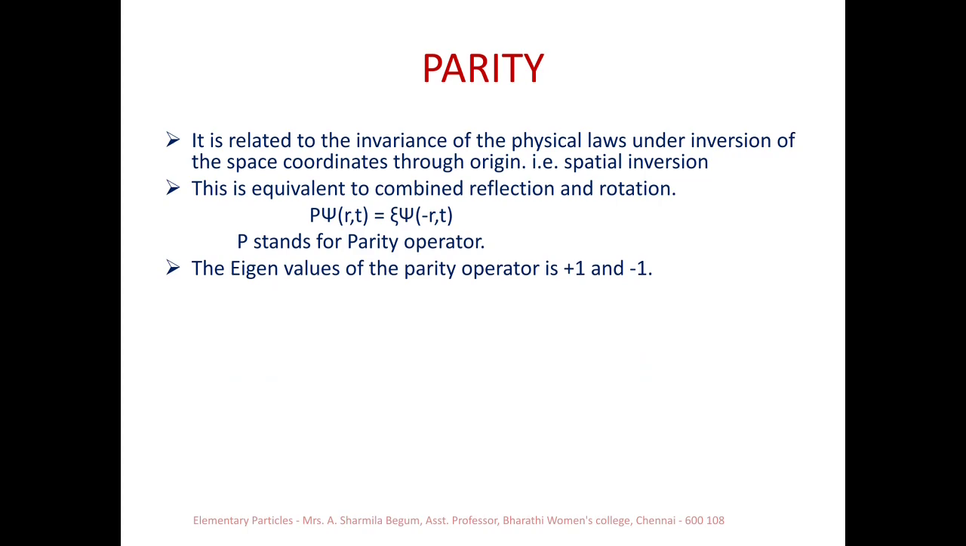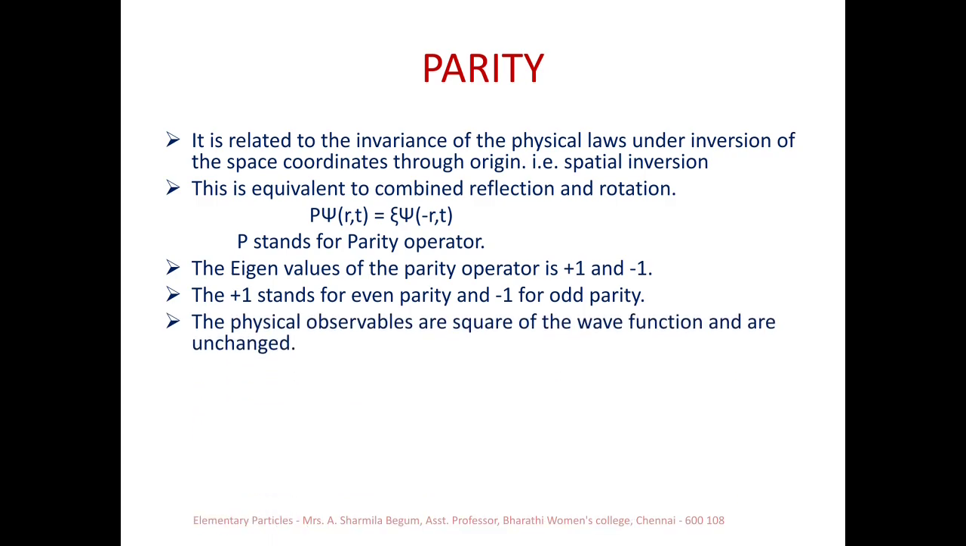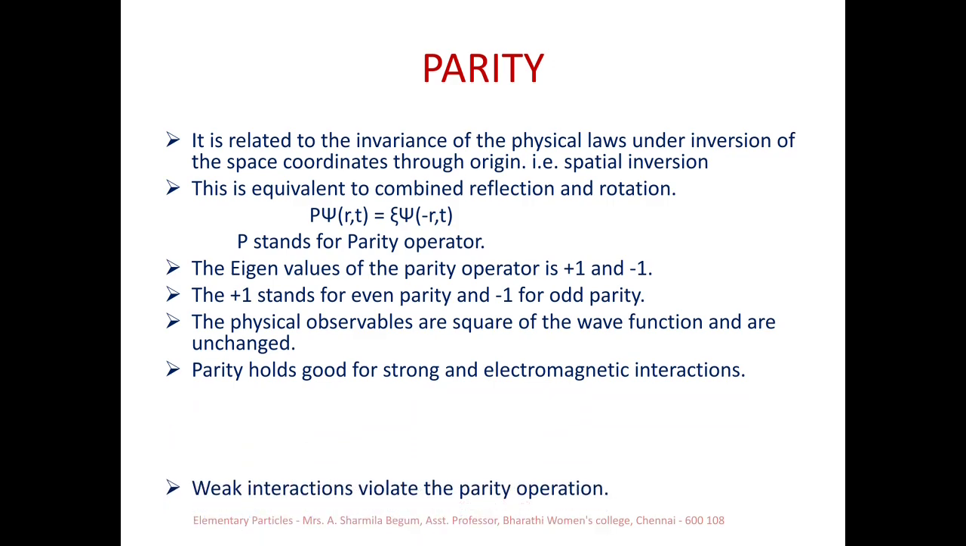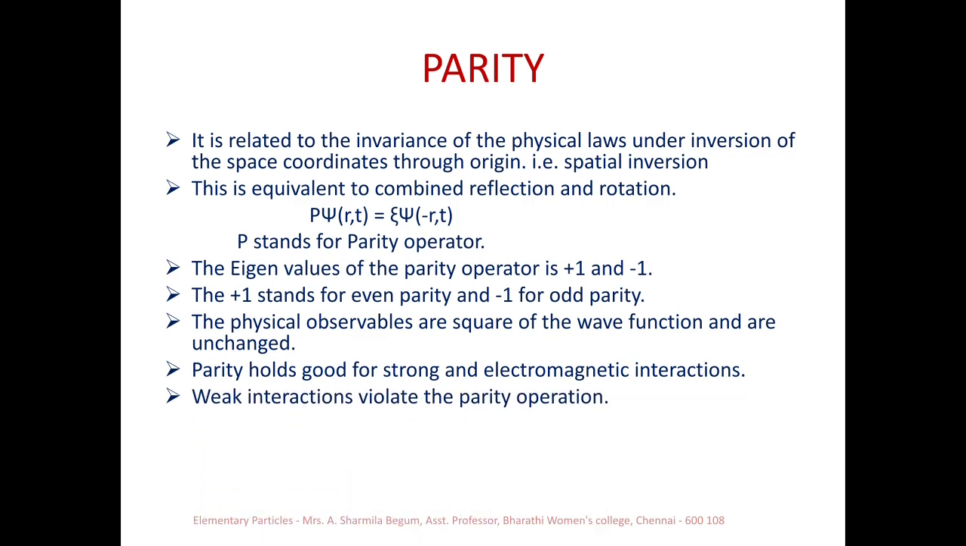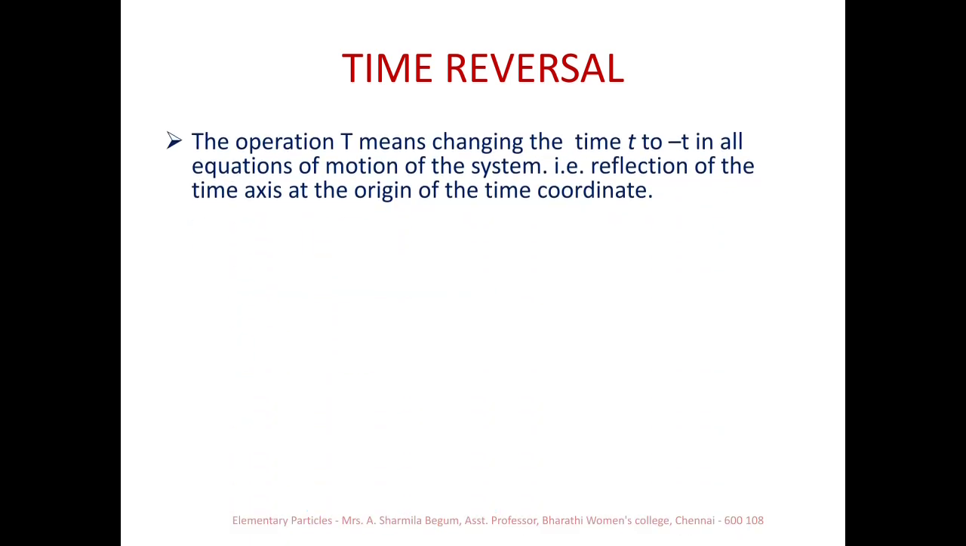The parity operator has two eigenvalues. One is +1, another one is -1. Here +1 stands for even parity and -1 stands for odd parity. The physical observables, that is the square of the wave function, are unchanged. Parity holds good for strong and electromagnetic interactions, and it is known that weak interactions violate the parity operation.